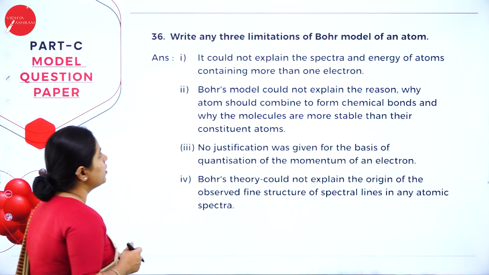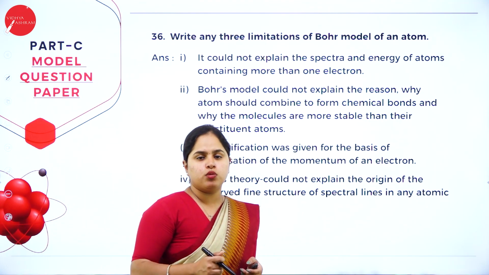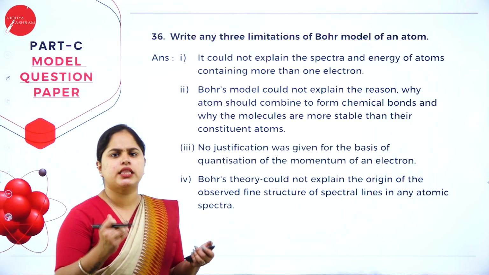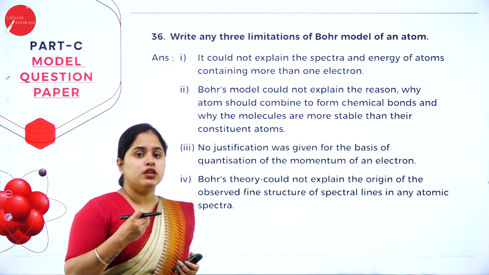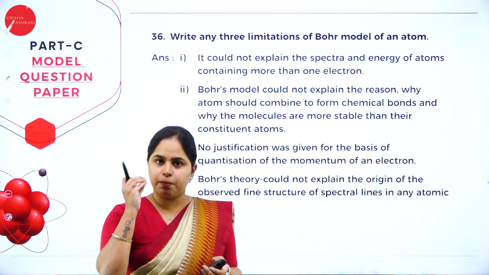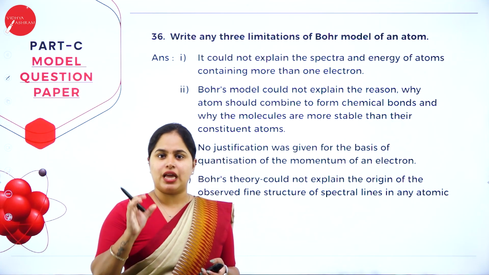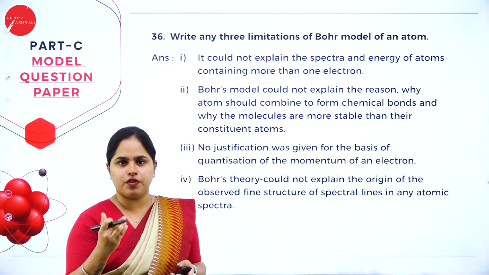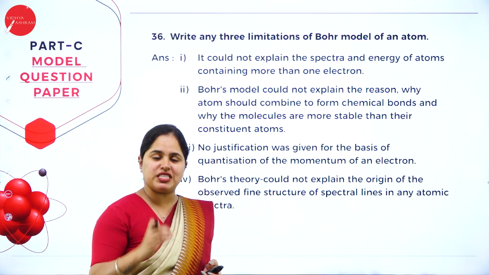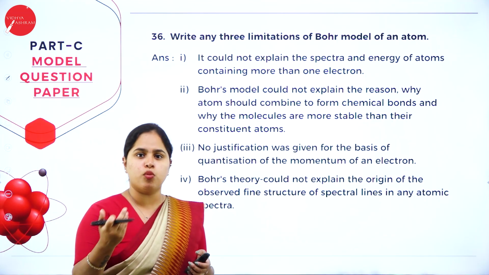Moving on to the next question. Write any 3 limitations of Bohr model of atom. Okay, Bohr model of atom, you have to write any 3 limitations. Each limitation will carry 1 mark. So it is very important to write proper sentences, that is proper limitations, and very important limitations also. Random limitations will not carry the marks. So you have to specifically write the limitations for each of the theory. So here it is given Bohr model of atom.